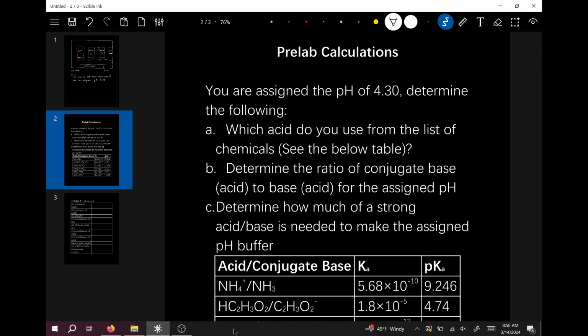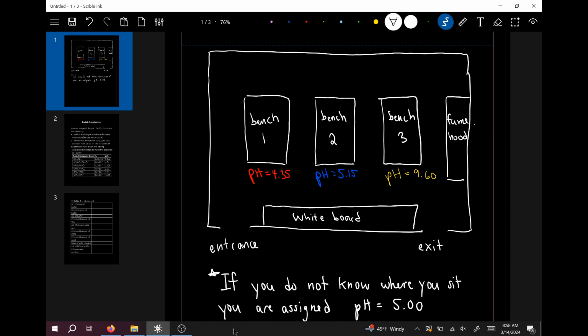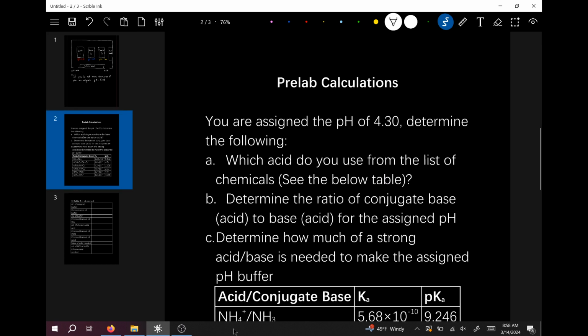I know that some of you might be thinking, ooh, I have 4.35. So if I just follow 4.30, I don't have to do my calcs if I'm on bench 1. No, there's enough of a differentiation between 4.35 and 4.30 that you're still going to have to perform these calcs on your own. So I'm going to complete the calculations for 4.30 as if this was the assigned pH that an instructor gave me or the professor gave me. It will be your job to walk through the calculation for your assigned pH.